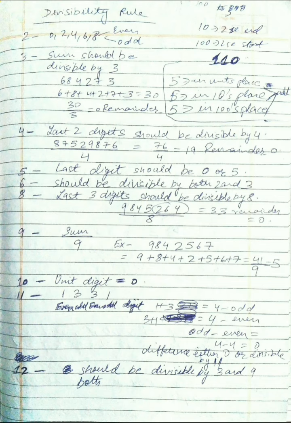So all these are the divisibility rules of 2, 3, 4, 5, 6, 8, 9, 10, 11 and 12. Now we will look at the further divisibility rules, especially of 7, in the next video, because it is a little complicated.